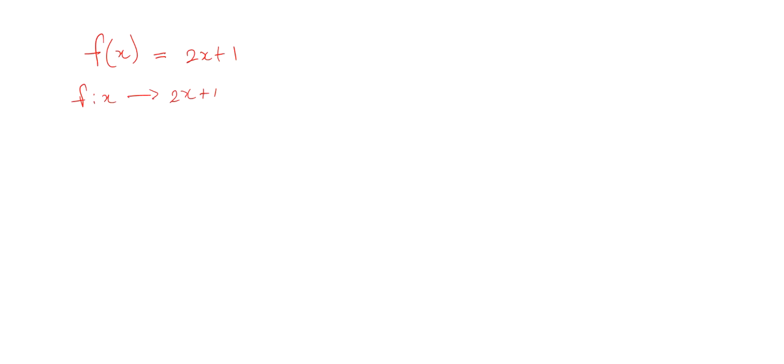Now, a typical question they can ask you is to find f of, let's say, 2. If we know that f of x is equal to 2x plus 1, f of 2 will be equal to 2 multiplied by 2 plus 1, which is equal to 4 plus 1, which is equal to 5. All we are doing is taking this 2 and substituting it into this equation here.